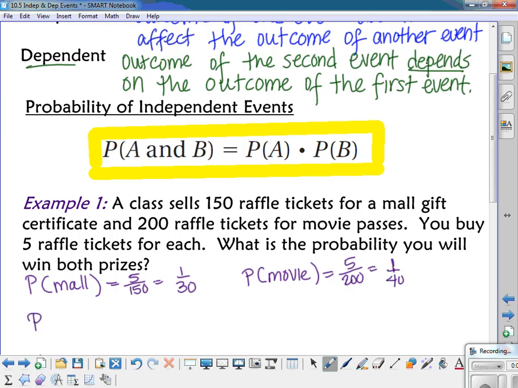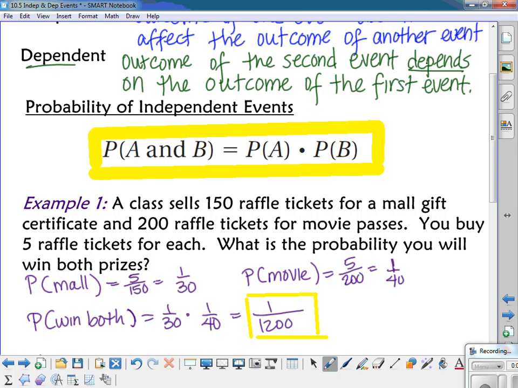So the probability that you would win both is just multiplying those together. 1 over 30 times 1 over 40. So you only have a 1 in 1,200 chance that you will win both of them. So maybe you should have just bought 10 raffle tickets for one of them, right? You would have had a lot better chance of winning.